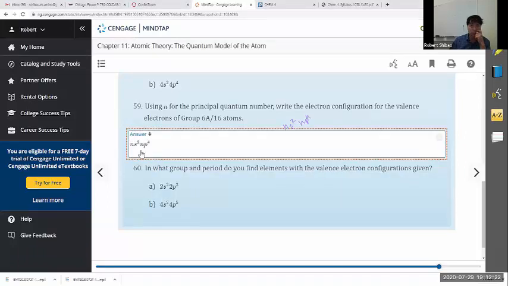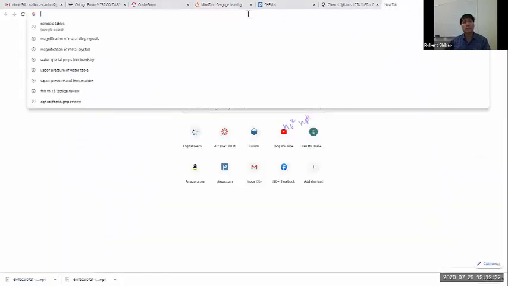ns2, np4. They're ignoring the d's, but we saw the d's earlier in there. Let's see. A more complete one.